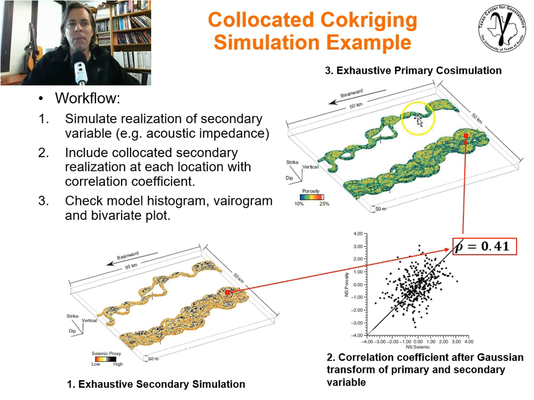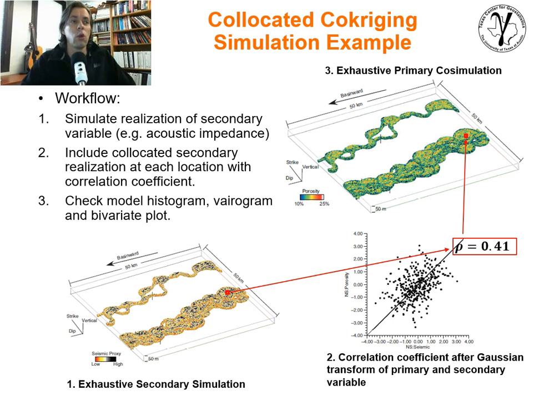Imagine you have a random path all throughout this model to simulate the porosity within the facies. At every location, you go and check what the acoustic impedance value is. You include it in the kriging system. You use all of the scaled direct variogram terms in the covariance matrix to get the cross terms, and away you go.